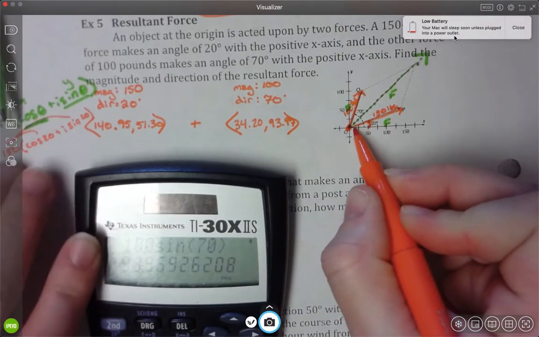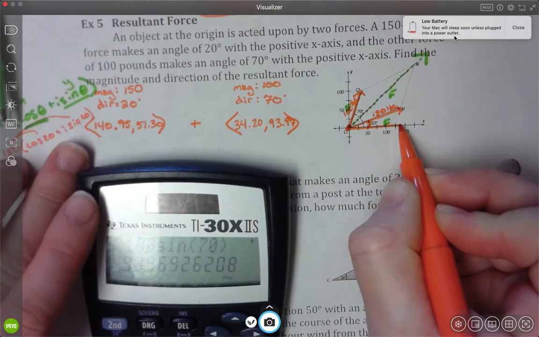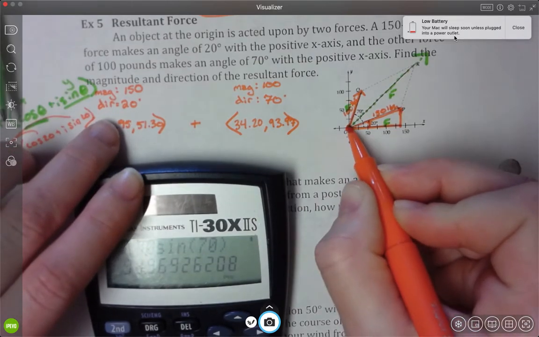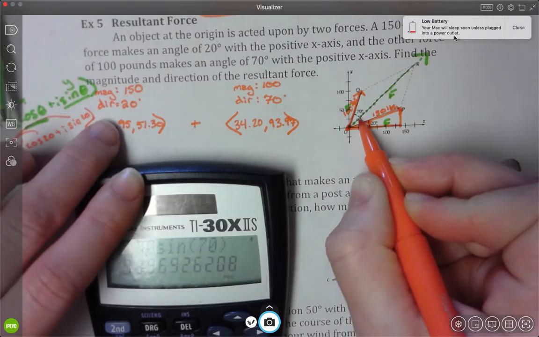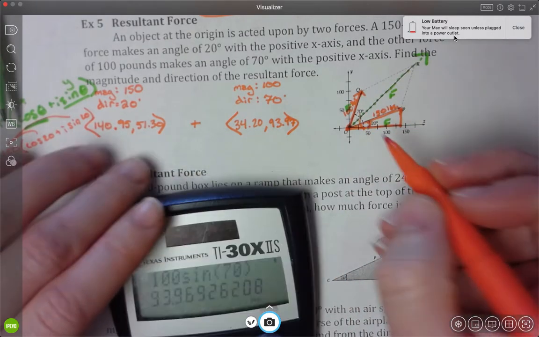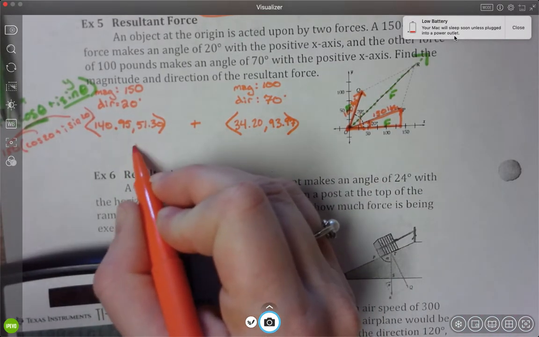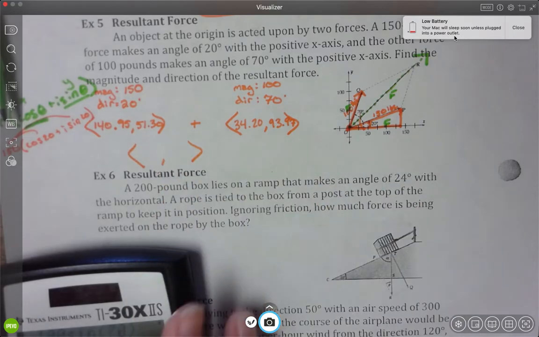Like this first one is 140 units to the right and 51 units up. This other one is 34 units to the right and 93 units up, okay? Now, if we combine those two, or add those two together, we'll get a resultant vector, which is going to look something like this.